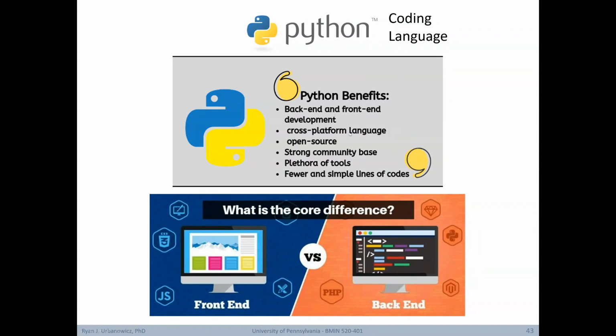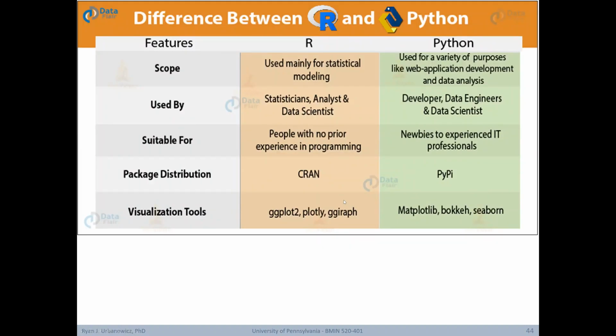Python is a cross-platform language, which is great. You can use it no matter what operating system you have. It's open source. There's a strong community base. It has tons of tools that you can use and just load up. And in general, it requires fewer and simpler lines of code to program stuff. So it's really handy, especially for somebody who isn't strictly a computer scientist. Some of you might use or be familiar with R as well, or only R. And just to contrast, why you might use one or the other or the major differences.